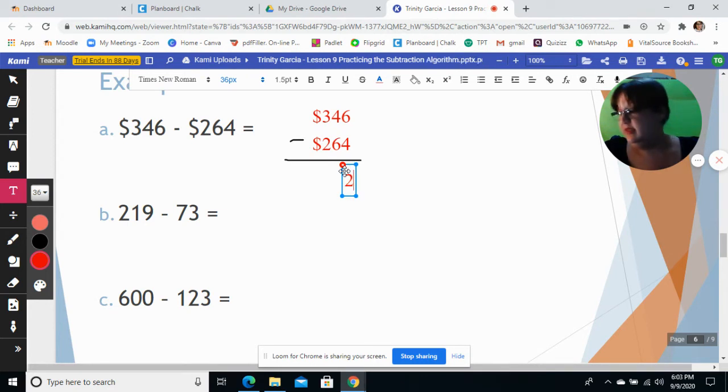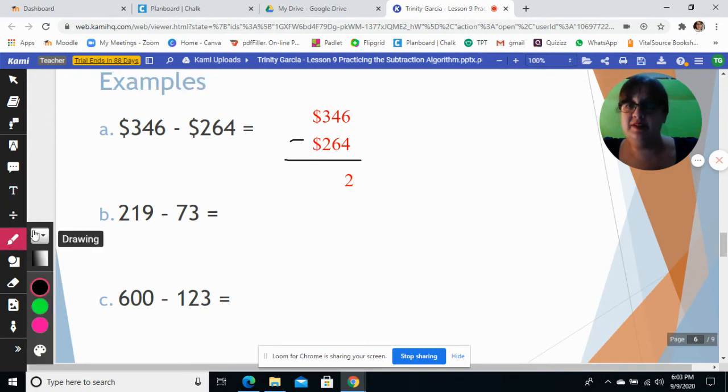Good, 2. 6 minus 4 is 2, right? Good. Now, 4 minus 6. We can't do 4 minus 6, just like we couldn't do with Maribel, the money. We don't have enough in this column, right? We don't have enough in the tens column. So now we're going to have to borrow from the hundreds. Okay, we're going to borrow from the hundreds.